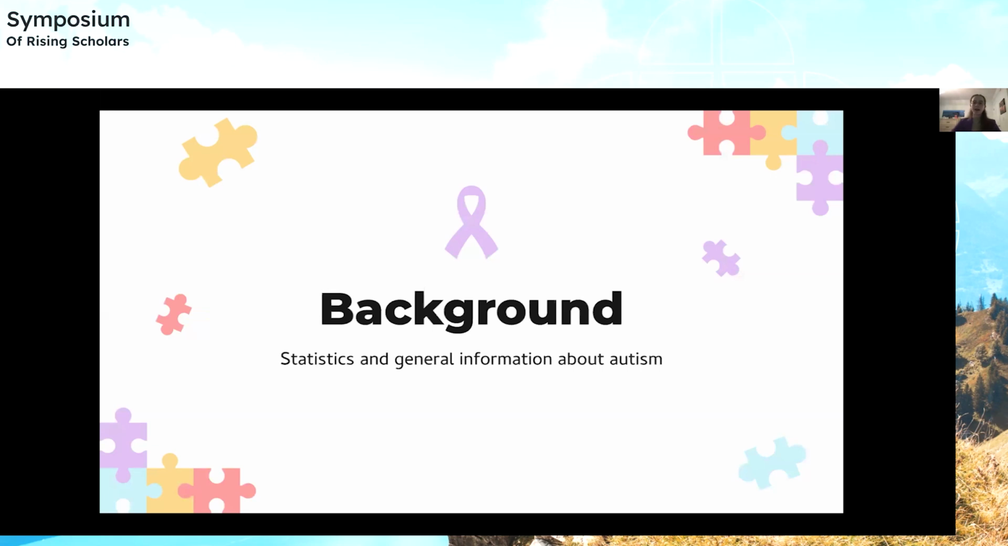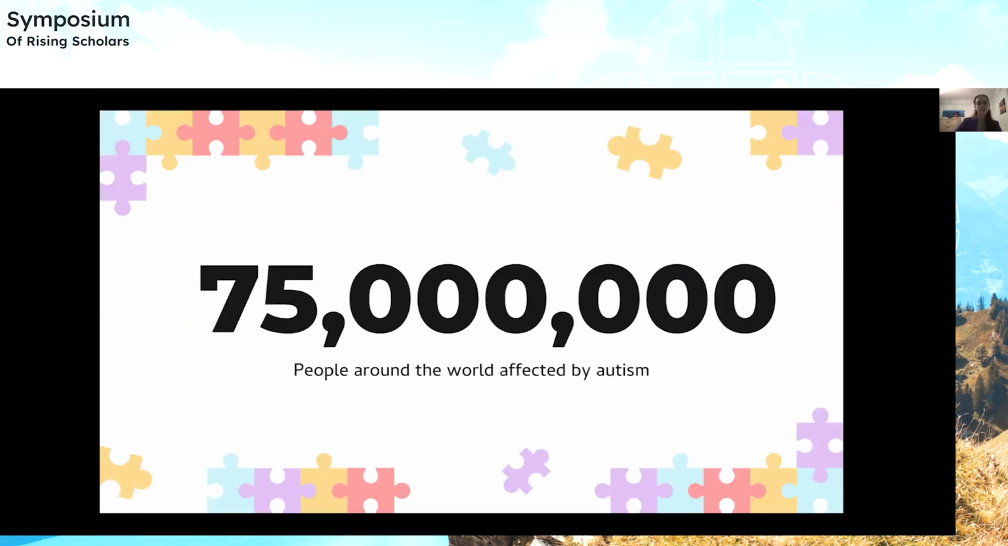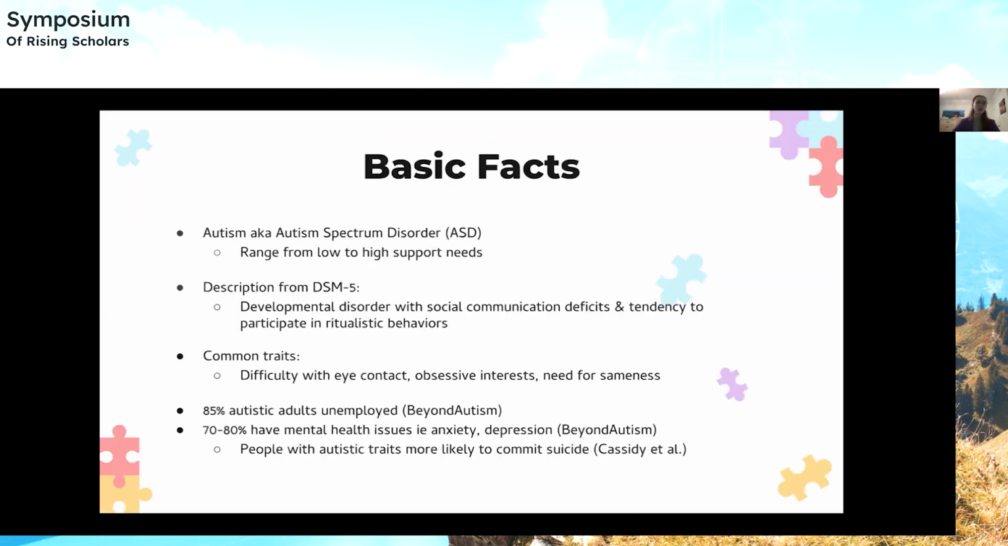So, first, I'd like to provide some background information and general statistics about autism. Autism is experienced by about 75 million people around the world. This equates to approximately 1% of the world's population. Additionally, 1 in 36 children are diagnosed with autism every year in the United States. Autism is also known as autism spectrum disorder, as people who are autistic range from low to high support needs.